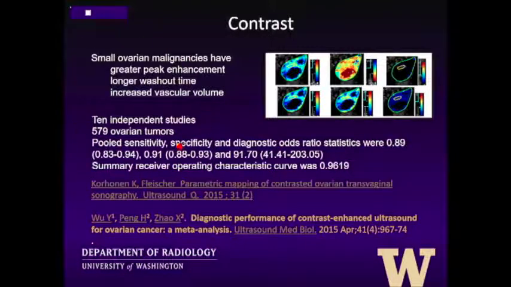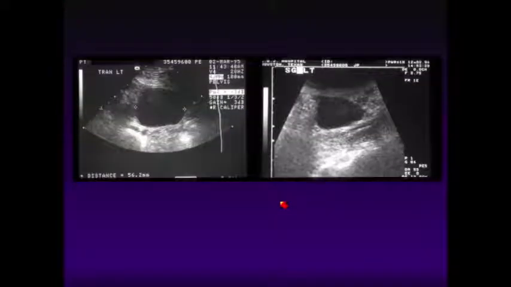So contrast, okay, this is the big hope for the future, and small ovarian malignancies do have greater peak enhancement and longer washout times than normal ovary. Here's a little tumor here. And there's been 10 independent studies, 579 ovarian tumors, and the pooled sensitivity, 91%, and specificity, 92%. And of course, Art Fleischer authored one of these papers, and he was just telling me this morning there's even more papers out. So maybe contrast will help us in this situation.